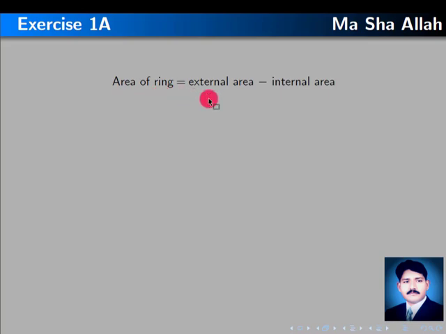The area of the ring is equal to external area minus internal area. External area is 176.8 minus 132.8, which is the internal area. By solving it, we find 44 centimeters square, which is the answer.